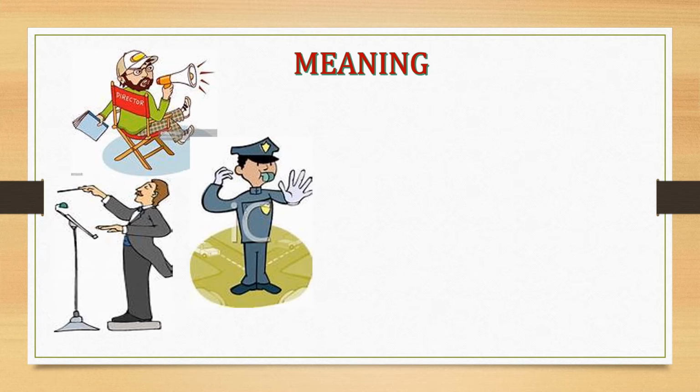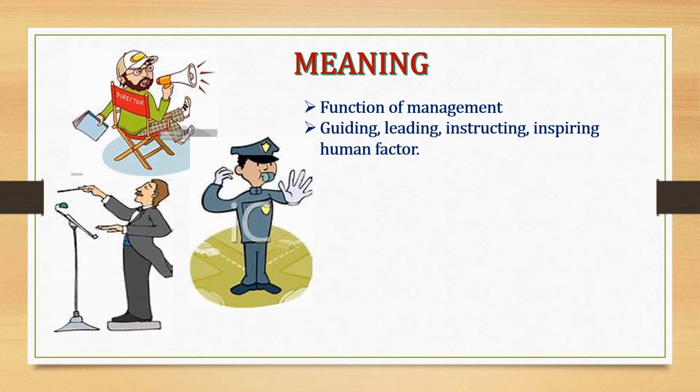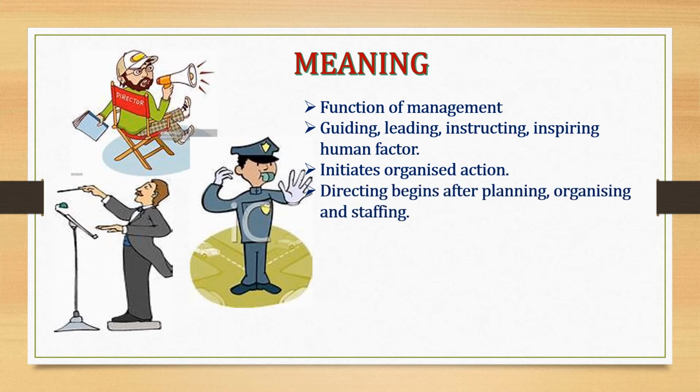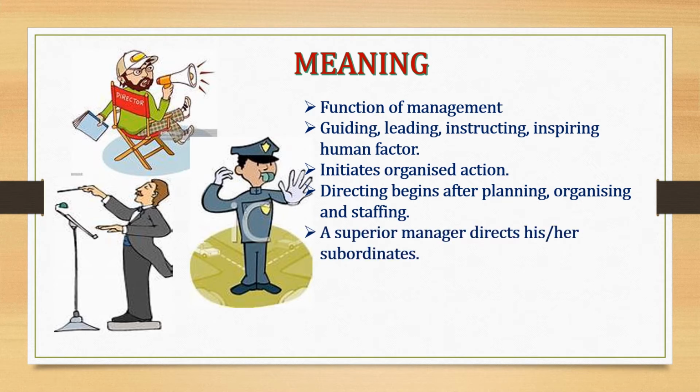Now, like we always do, let us understand this by chalking out some key points very briefly. First one is directing is a function of management. The second one is directing is related with human factor. That is, directing is guiding, leading, instructing, inspiring people. And directing initiates organized action, which means it is never conducted randomly, it is always organized. And directing begins after planning, organizing, and staffing. And in directing, a superior manager directs his or her subordinates and not the vice versa.